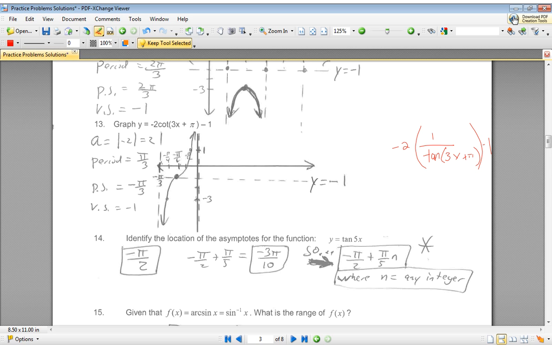Identify the asymptotes of the function. So for tangent, we know that we usually go midline, mid plus a, asymptote, mid minus a, and midline. So we could find our first asymptote here. We would get our first asymptote, and then add the period to it. The period would be pi over b, which would be pi over 5, and get the second one.